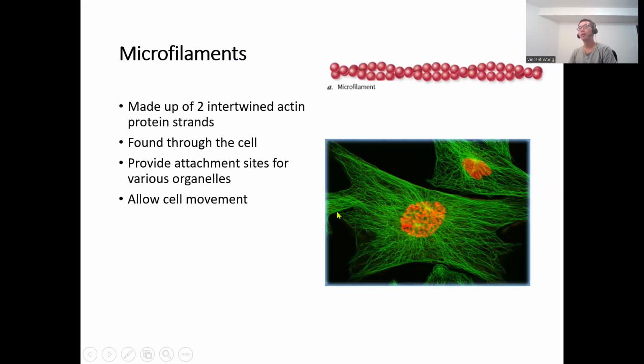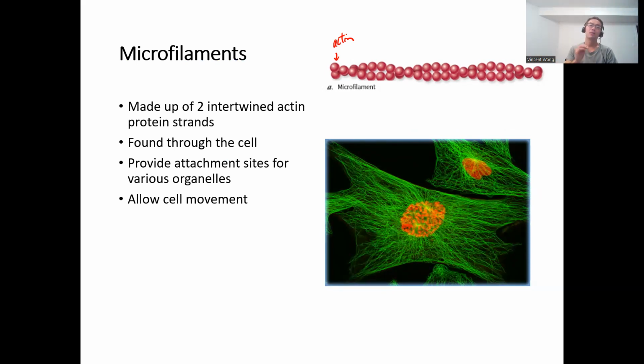The first one is microfilament. It's made up of two entwined actin protein strands. Basically, each of these circles represents a type of protein called actin, and then you have a long strand of it. Imagine having two strands and then you just twist it up. Then you have your microfilaments.